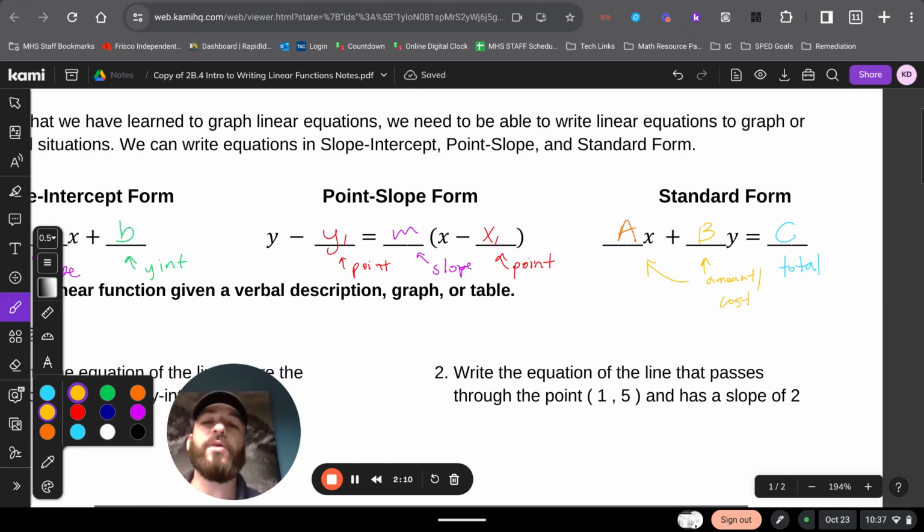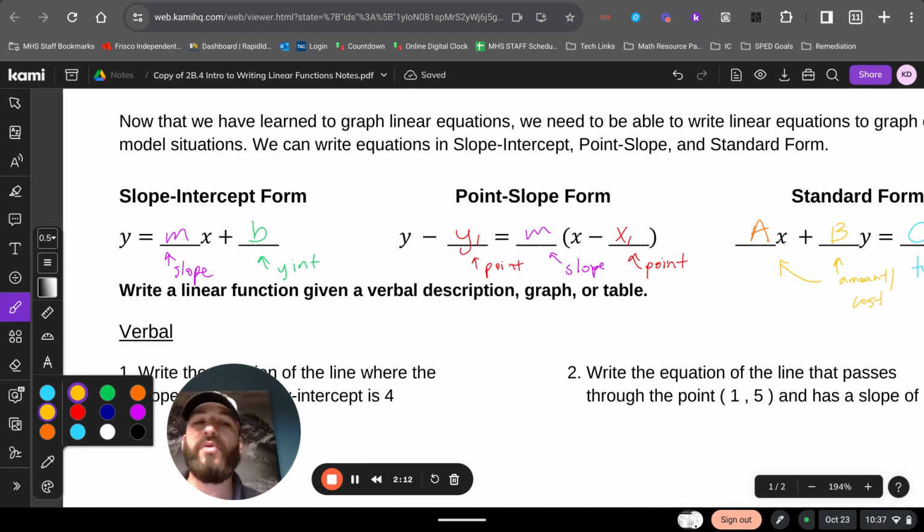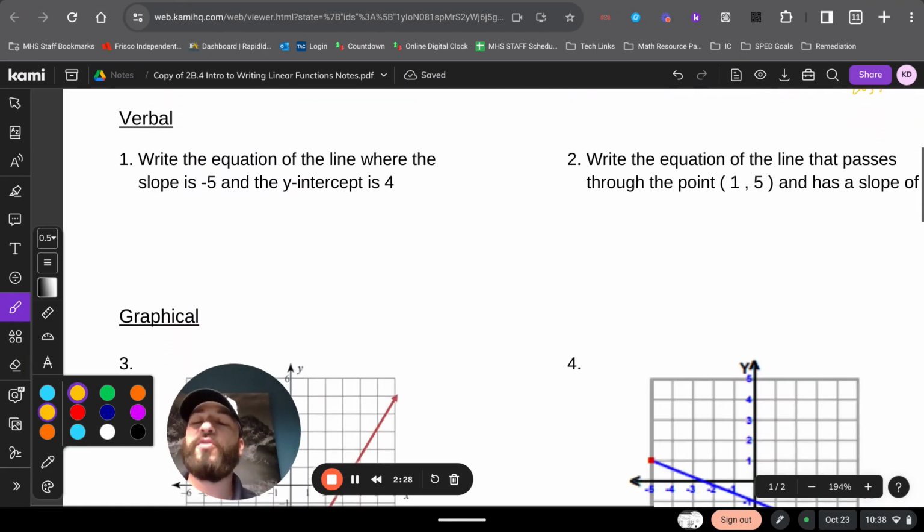And they can kind of vary depending on the equation. Okay, but like I said, we're going to focus on these first two, slope-intercept and point-slope form. And we're going to look at different questions in different situations, and depending on the information, dependent on the situation, whether we want to use our slope-intercept form or if we want to use our point-slope form. So let's start with some verbal descriptions.